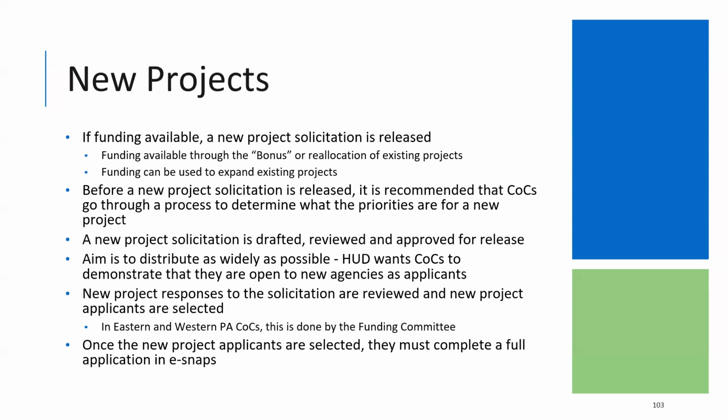Before the CoC releases a new project solicitation, the CoC goes through a process to determine what the priorities are for a new project. The CoC is going through a process to basically see where the gaps are in our CoC, what the most pressing needs are, and then setting priorities that way. Then the CoC will draft, review, and approve for release that new project solicitation. And the goal is to distribute this as widely as possible.